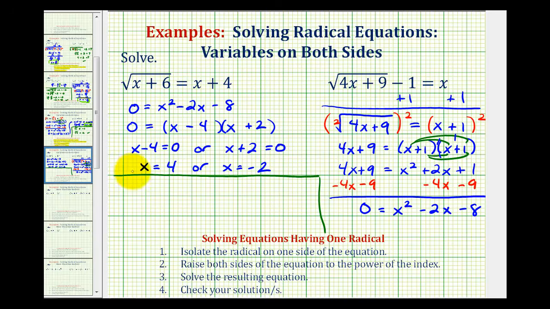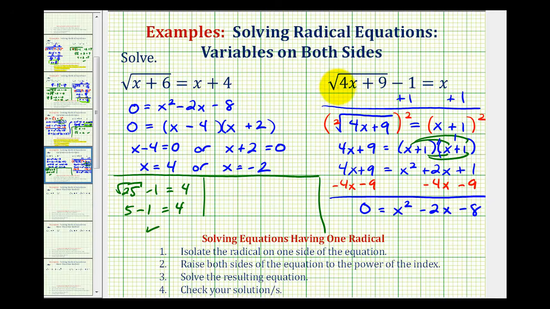So to check x equals 4, we'll substitute 4 for x. So we'll have the square root of 4 times 4, it's 16 plus 9. That would be the square root of 25 minus 1 equals 4. Well, this would be 5 minus 1 equals 4, which is true, so x equals 4 is a solution.